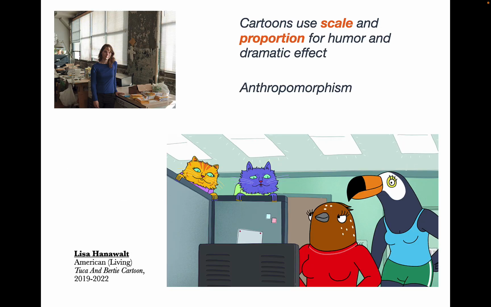This is an example of Lisa Hanawalt, who is still living, from the Tuca and Birdie cartoon. That's on Netflix, I think. Cartoons use a lot of scale and proportion for humor and dramatic effect. And this is anthropomorphism, where these animals are put on human bodies. The scale here is really off. These birds and cats are all the same size, and they're walking around on two legs, and it's hilarious. It makes it funny. If you play with scale, it can really create a lot of interesting effects.